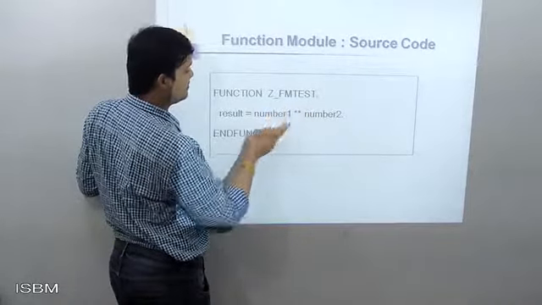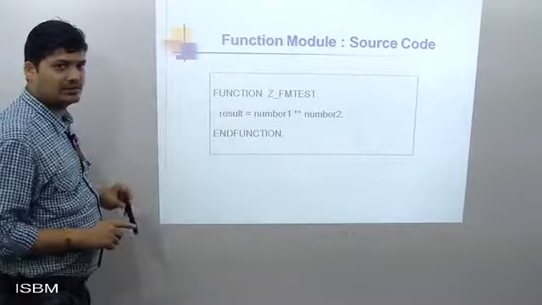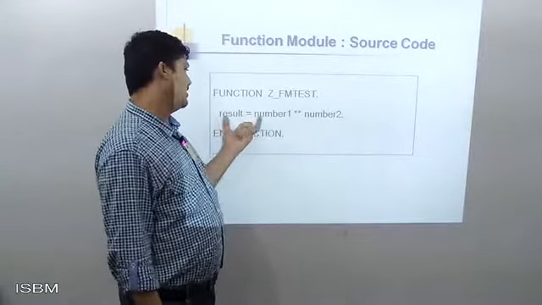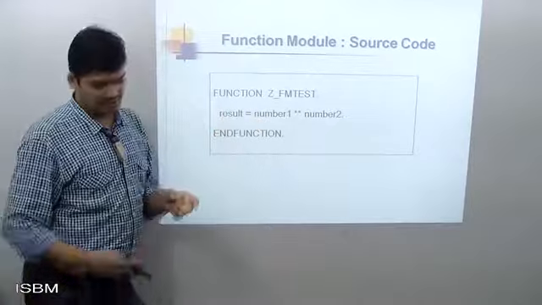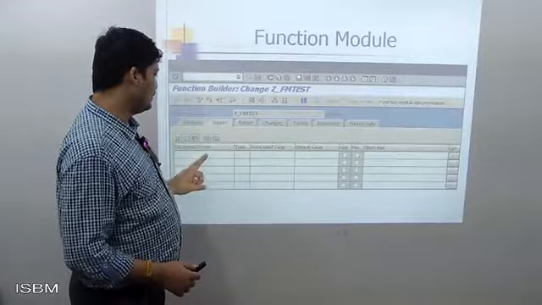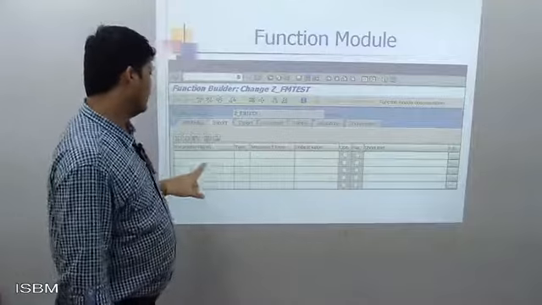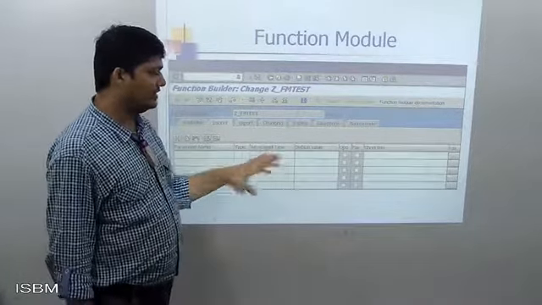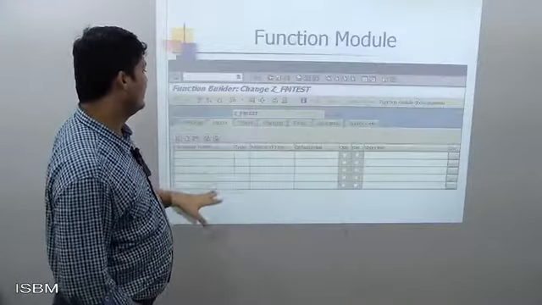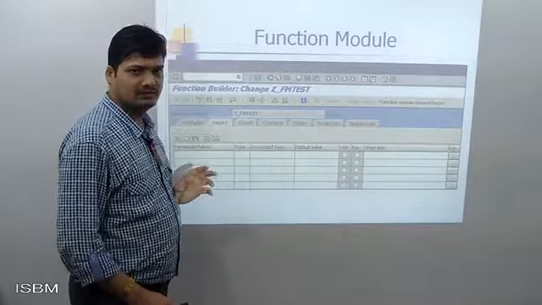the value should be stored in the result. So here you can see that in the import parameter you need to write two numbers. Number 1 type I, or integer. Number 2 type I, or integer. Then in the export parameter you need to write result, because I need a result. So in the export tab you write result type I.